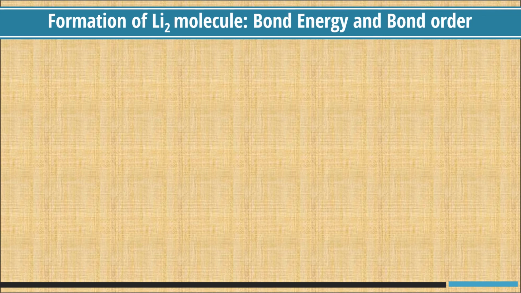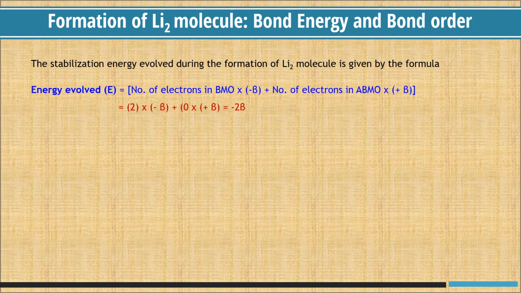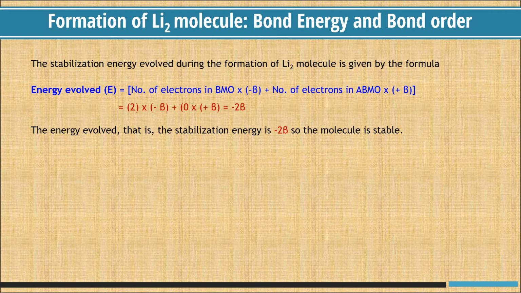Let us calculate the bond energy and bond order for the Li2 molecule. The stabilization energy evolved during the formation of the Li2 molecule can be given by the formula: energy evolved E is equal to number of electrons in bonding molecular orbital into minus beta plus number of electrons in antibonding molecular orbital into plus beta, that is equal to 2 into minus beta plus 0 into plus beta, that is equal to minus 2 beta. The energy evolved, that is the stabilization energy, is minus 2 beta, so the molecule is stable.